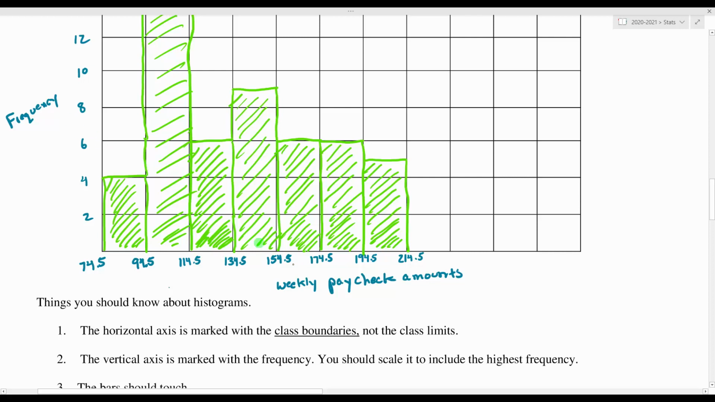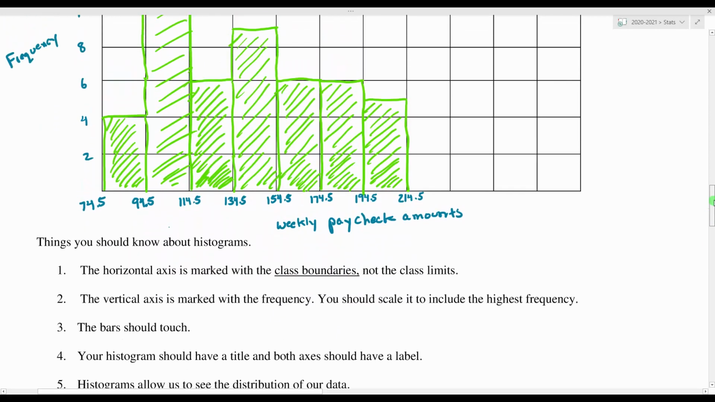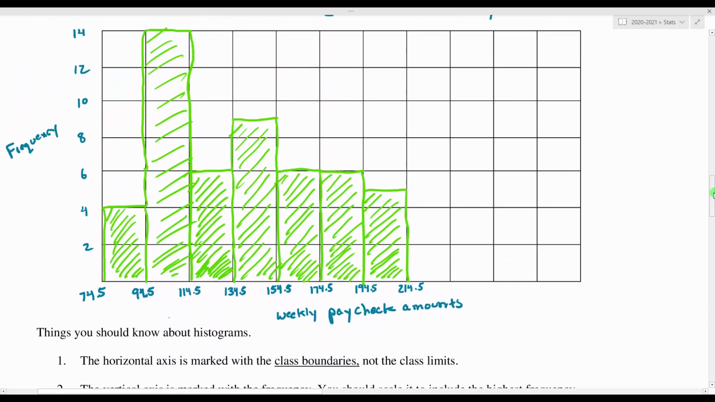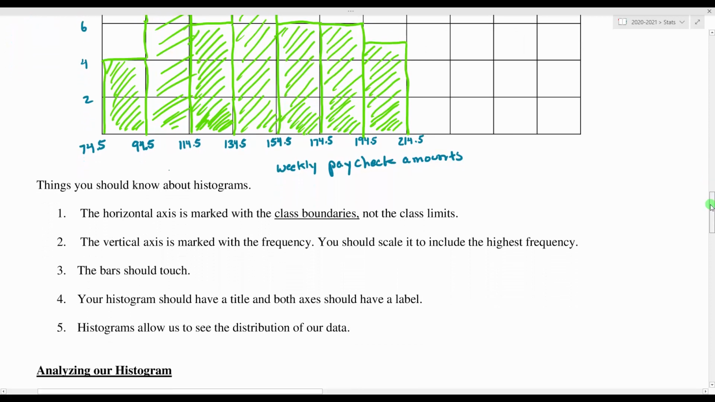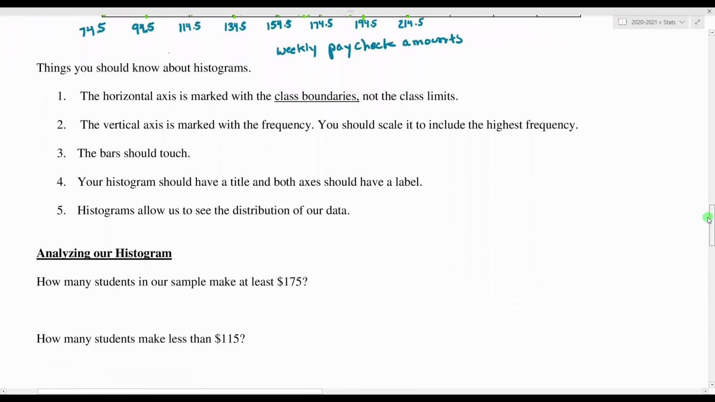You should have titles on everything, and they should be labeled, right? That's very important. And histograms typically are used to allow us to see the shape of a distribution. All right, so we can kind of see a shape forming from these bars, and we're going to talk more about the shapes here in just a minute. Okay, so that's the big power of the histogram, is the shape. Allows us to see what shape our distribution is.